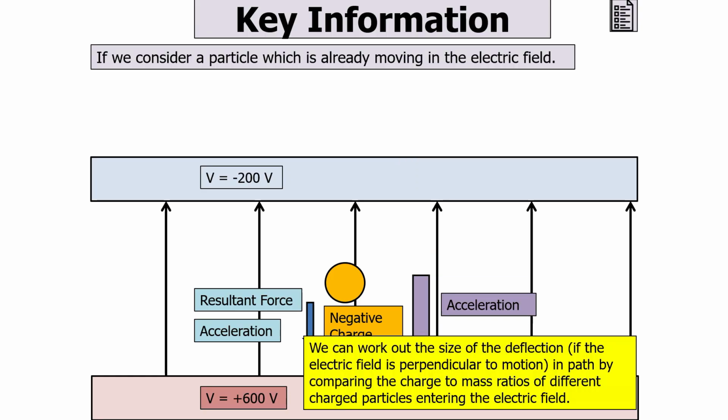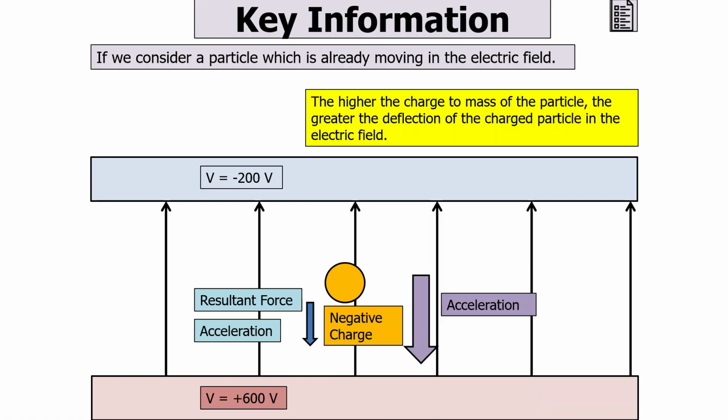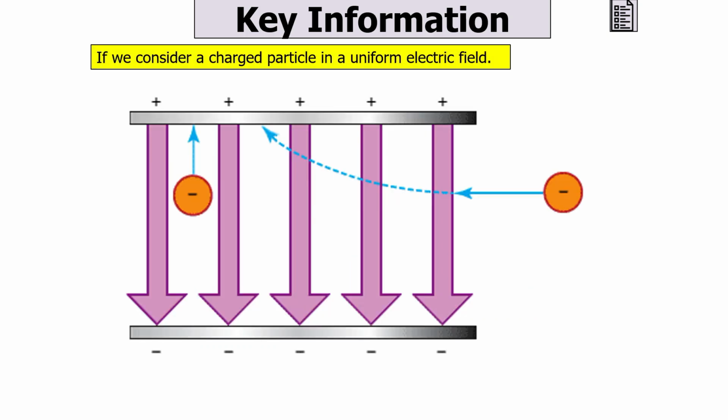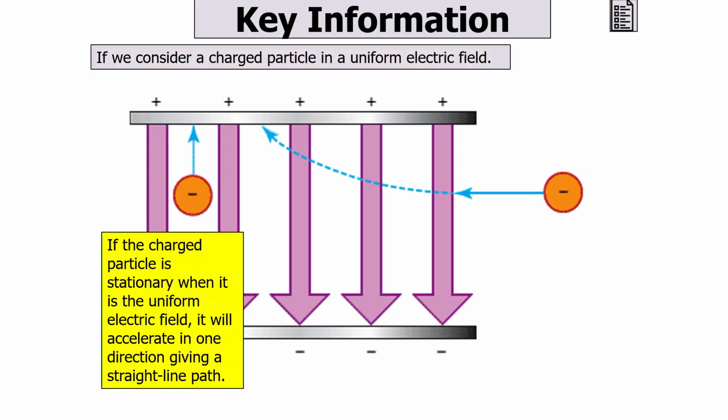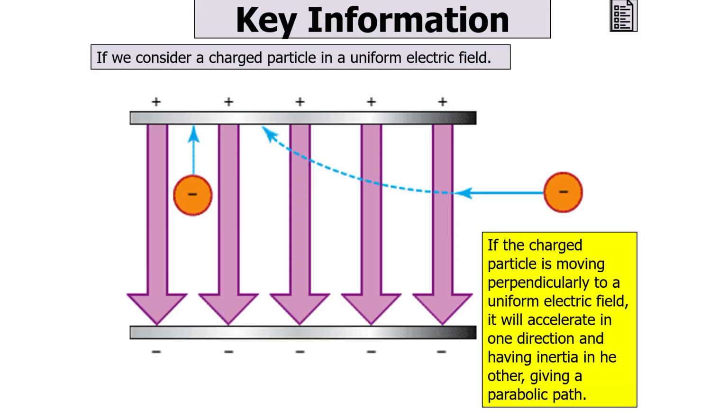Now we can work out the size of the deflection if the electrical field is perpendicular to motion in the path by comparing the charge to mass ratios of different charged particles entering the electrical field. The higher the charge to mass ratio of the particle, the greater the deflection of the charged particle in the electrical field. So if we consider a charged particle in a uniform electrical field, if the charged particle is stationary when it is in the uniform electrical field, it will accelerate in one direction given a straight line path. If the charged particle is moving perpendicularly to the uniform electrical field, it will accelerate in one direction and have an inertia in the other, giving it a parabolic path.